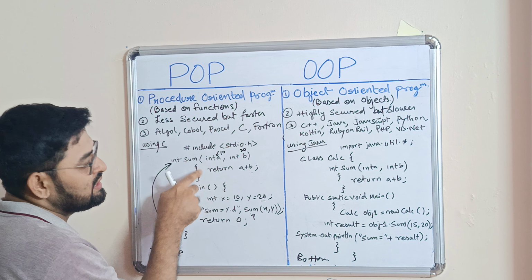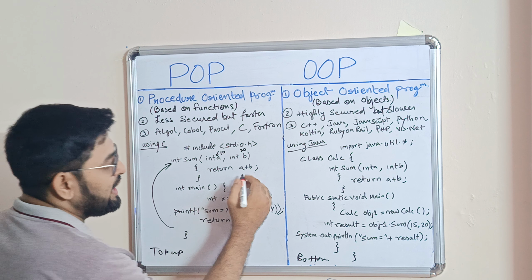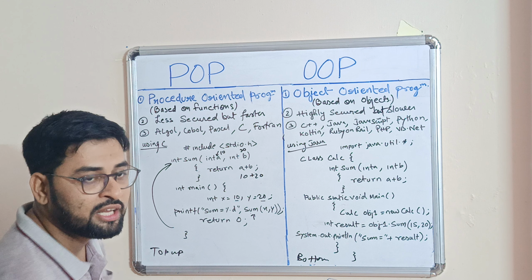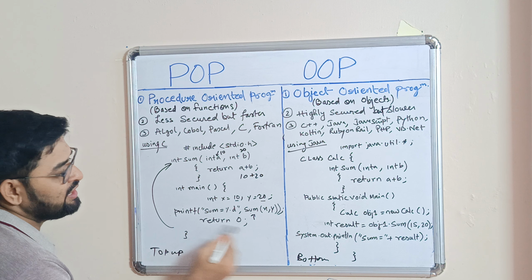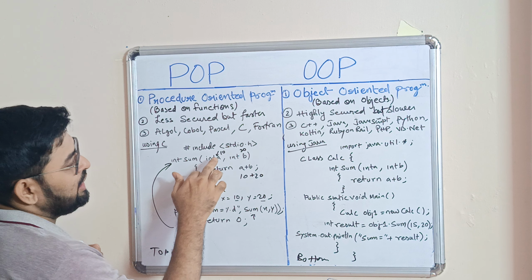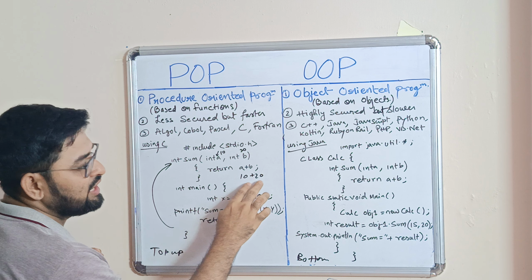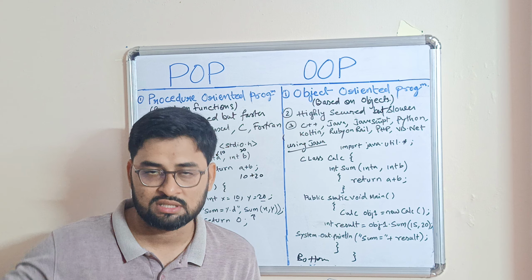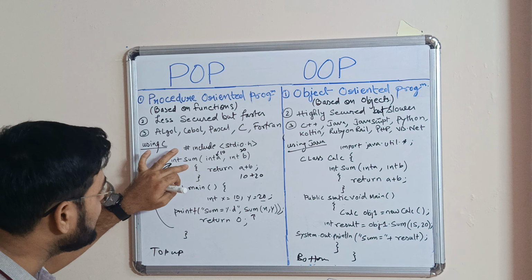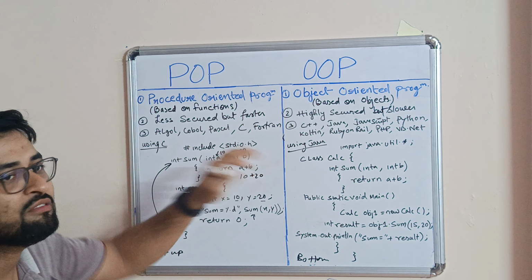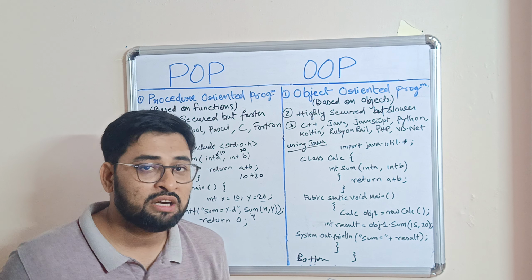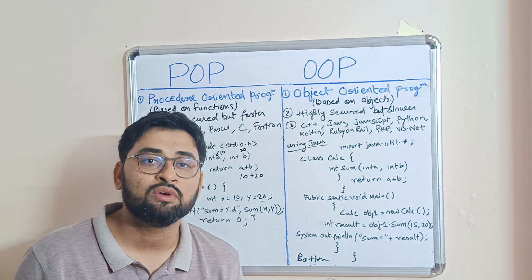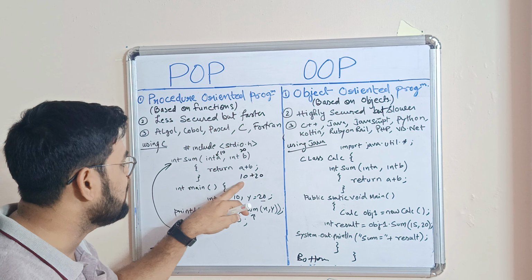Once 10 and 20 are passed, this one returns a plus b. That means 10 plus 20, so 30 is the value. Here return 0. Once it is executed, the memory gets freed up. So int a is 10, int b is 20, and the result 30 will be displayed without any message like the sum of the two numbers. If you were writing void sum, then that kind of message would be printed along with the output. But you are not printing any such message, you are only returning the value, so it will print only 30.